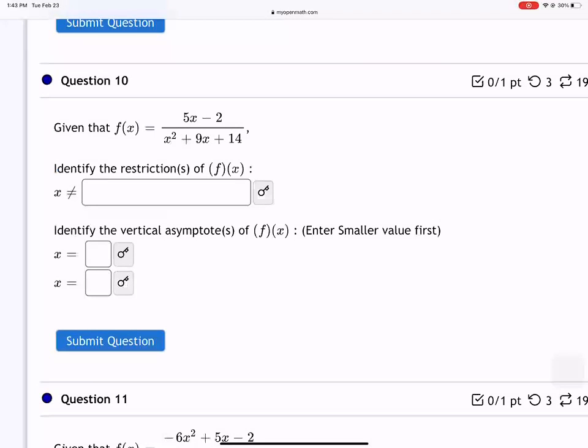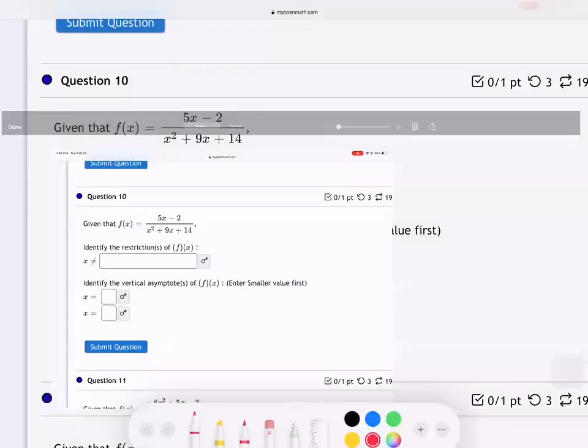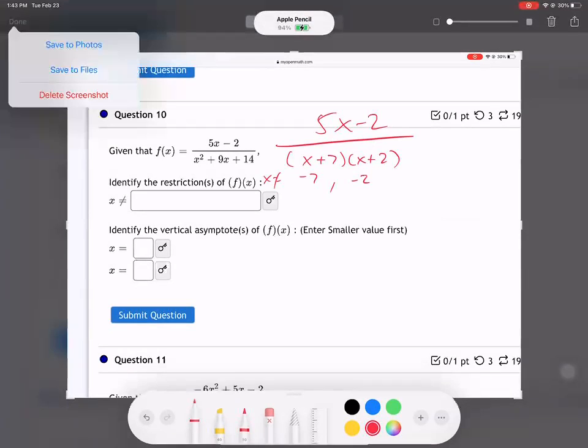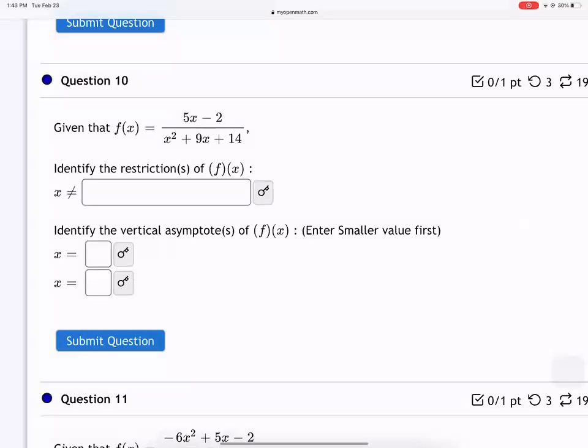So let me go ahead and take a screenshot here real quick. Remember, I do not care about the top right now. So our values are negative 7 and negative 2. These are the values that are not allowed here because that would take us to 0 on the denominator. So our answer is negative 7, negative 2. That means my vertical asymptotes are at negative 7 and negative 2. Make sure you write the smaller value first.